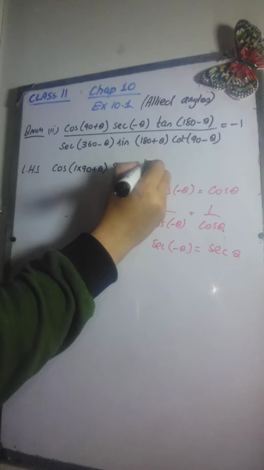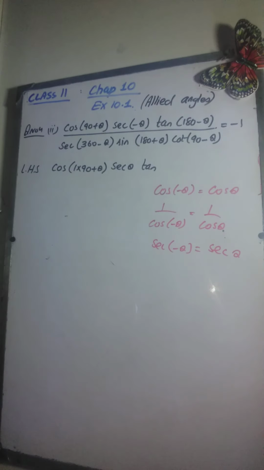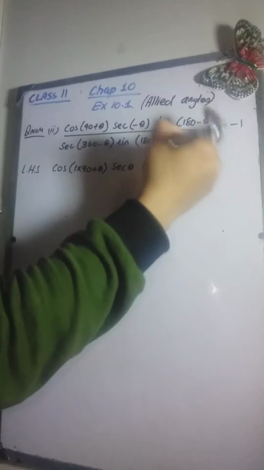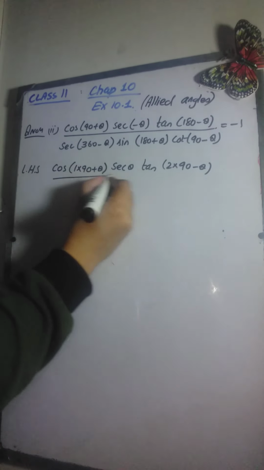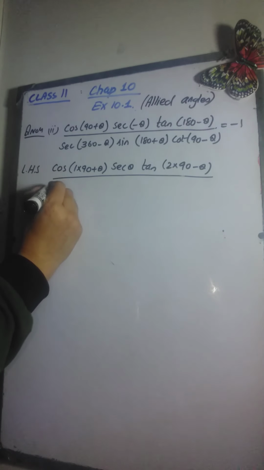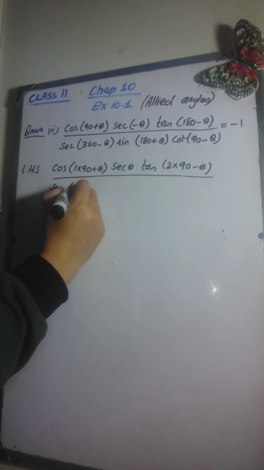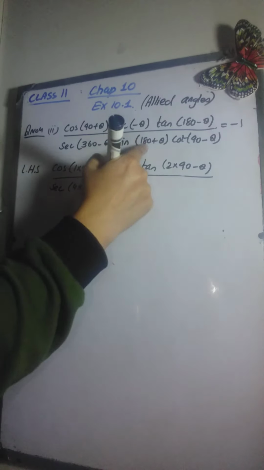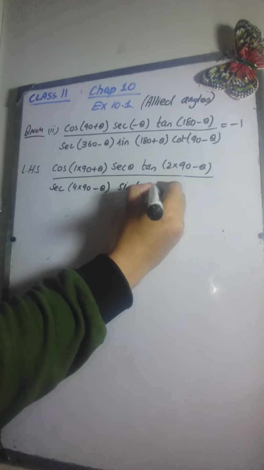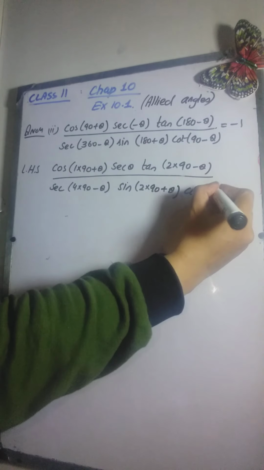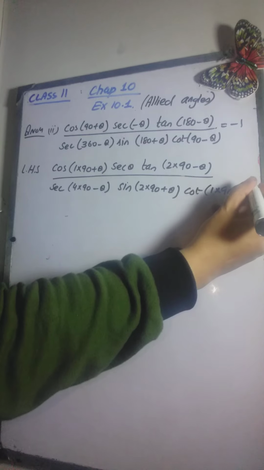Again, tangent 180 can be written as, let me erase this, 180 can be written as 2 times 90 minus theta. Here again 360 can be written as 4 times 90 minus theta, sine of 180 plus theta can be written as sine of twice 90 plus theta, and cot of 90 minus theta can be written as cot of 1 times 90 minus theta.